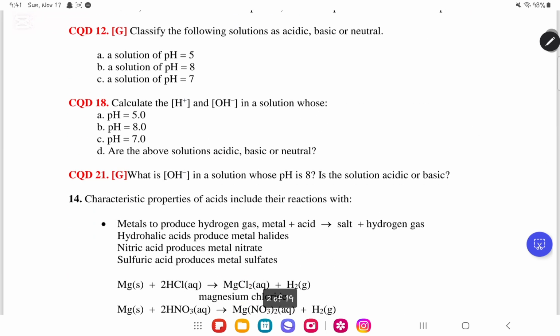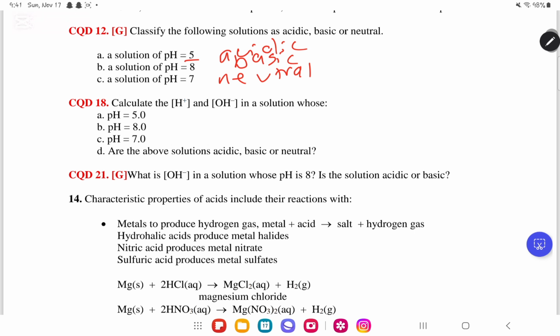Okay, now we move on to CQD number 12. Classify the following solutions as acidic, basic, or neutral. First things, we're gonna start with a pH of 5. 5 is less than 7, so it is acidic. 8 is greater than 7, so it is basic. And then finally 7 is 7, so it is neutral.